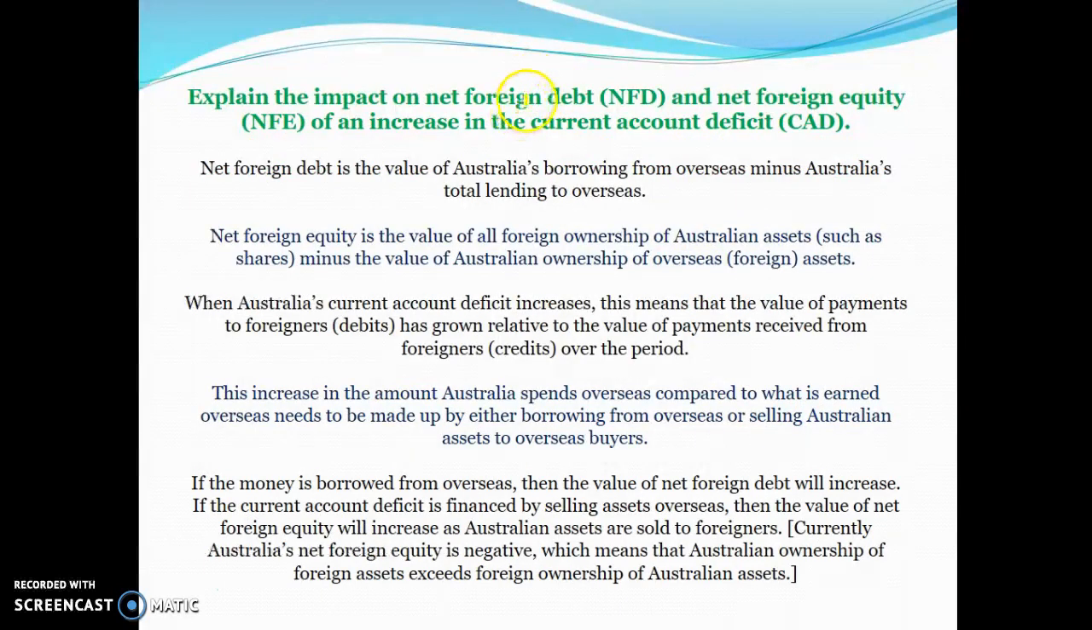How can you explain the impact on net foreign debt and net foreign equity of an increase in the current account deficit? So define what net foreign debt is, define what net foreign equity is, explain that when we run a current account deficit, that means that the amount of spending exceeds the amount we receive. This means we need to fund that through borrowing or through selling Australian assets. If the money is borrowed, net foreign debt goes up. If the current account is financed by selling assets, then net foreign equity will increase.